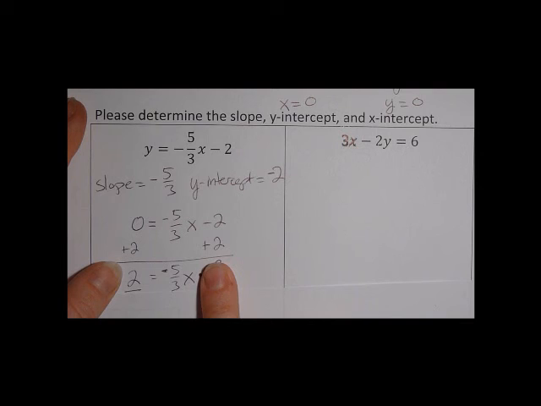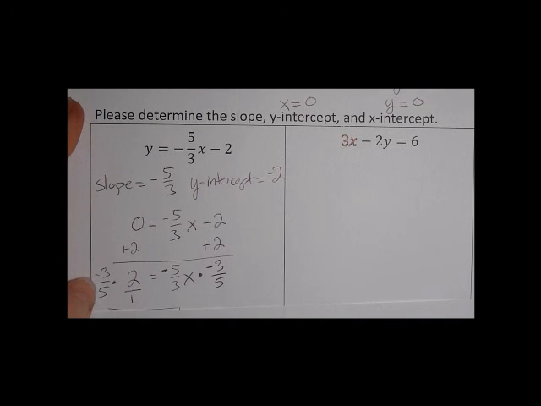At this point, I would like to get rid of the -5/3 times x. The inverse operation to multiplication is division. If I divide by a fraction, I multiply by its reciprocal. So I multiply by the reciprocal of -5/3. The reciprocal is -3/5. I've just flipped the numerator and denominator. Any operation I do on one side of the equation, I have to do on the other. So I multiply -3/5 over here as well.